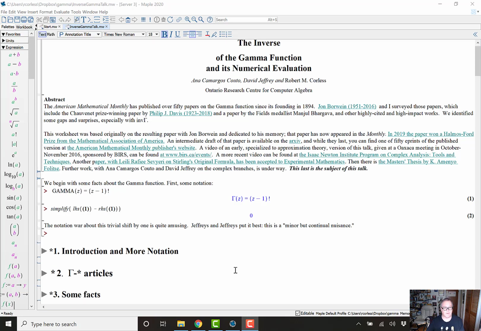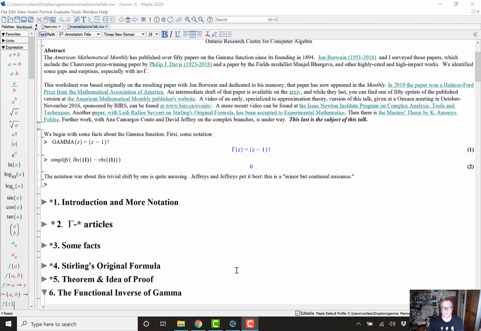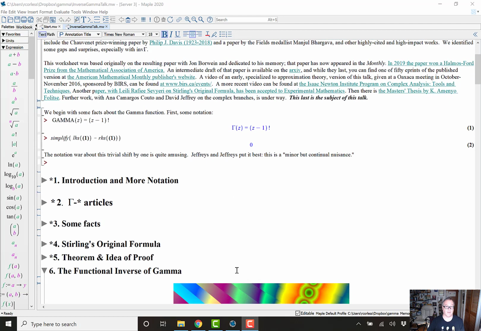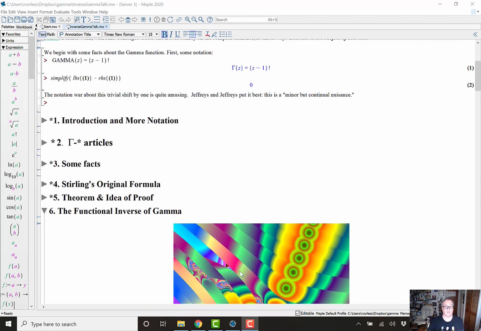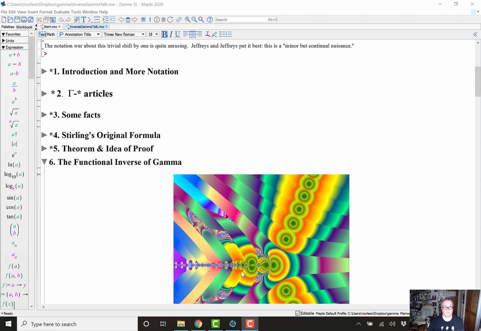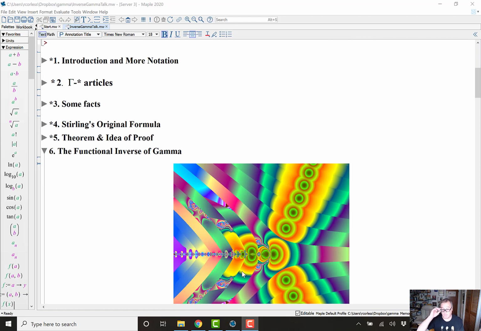So I'm going to skip over the introduction about the gamma function, but it's present in the Maple worksheet that will be shared with this talk. And there's some discussion about the other articles in the monthly, and I particularly want to mention the Chauvenet Prize-winning paper by Philip J. Davis, published in 1959, and also a paper by Manjul Bhargava, the Fields medalist. So there are some very interesting things to read in the American Mathematical Monthly about the gamma function.